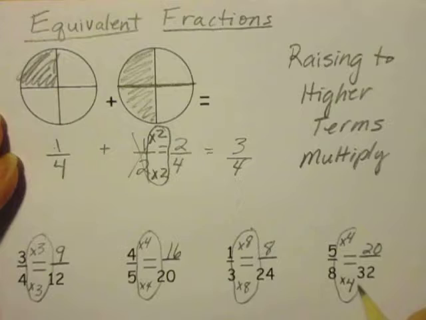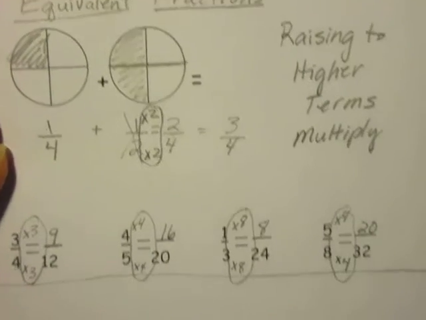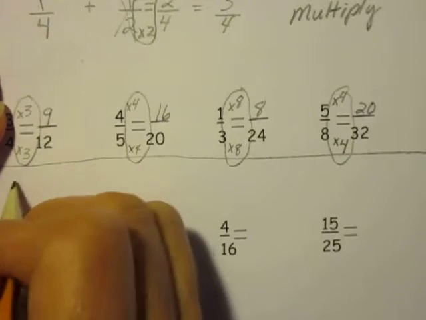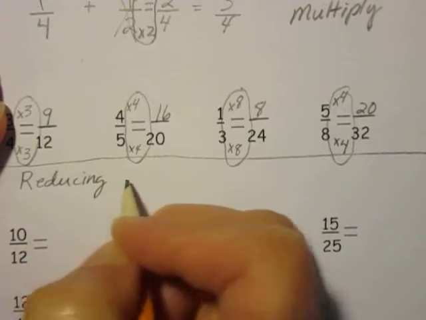But you can see that you had to analyze your denominators to figure out how you got there. That's what you're taking a look at. Okay, so that's one skill in writing equivalent fractions. Now we're going to write equivalent fractions where we are reducing to lower terms.